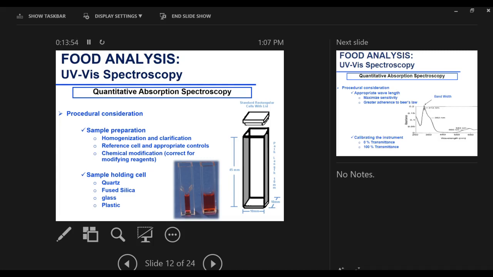The other thing is the amount of sample. The length of the cuvette is usually about 45 millimeters. That's about half a centimeter. That seems small to me, right? Isn't it like this big, like an inch?